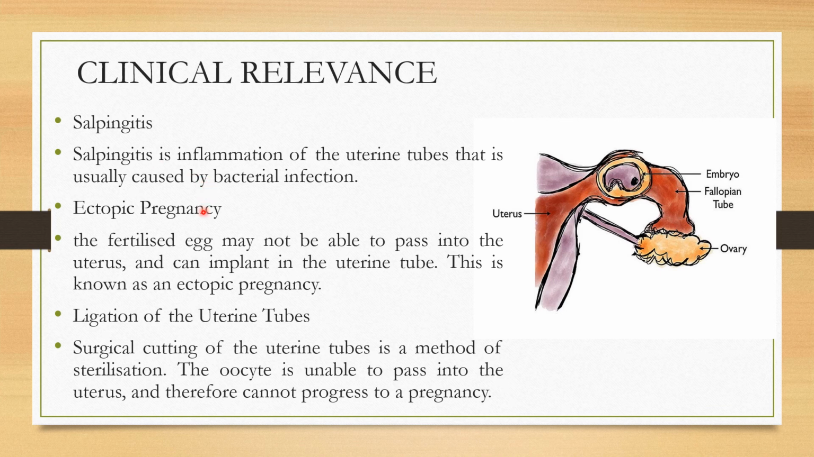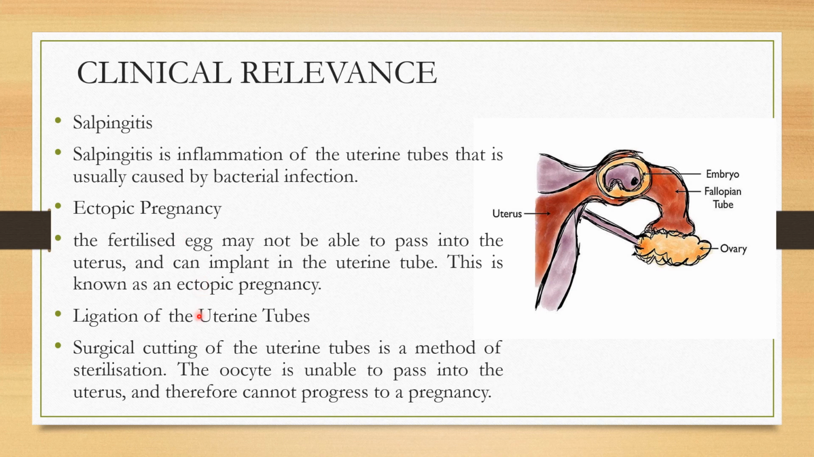Ectopic pregnancy. Normally the pregnancy occurs in the uterine cavity. When the pregnancy occurs outside of the uterine cavity, that is called an ectopic pregnancy. The most common or one of the most common places of ectopic pregnancy is the uterine tube.